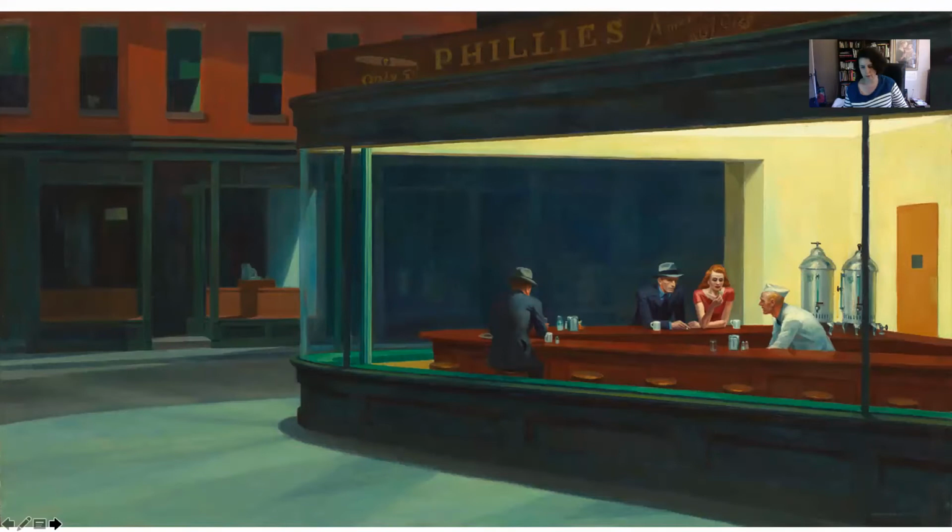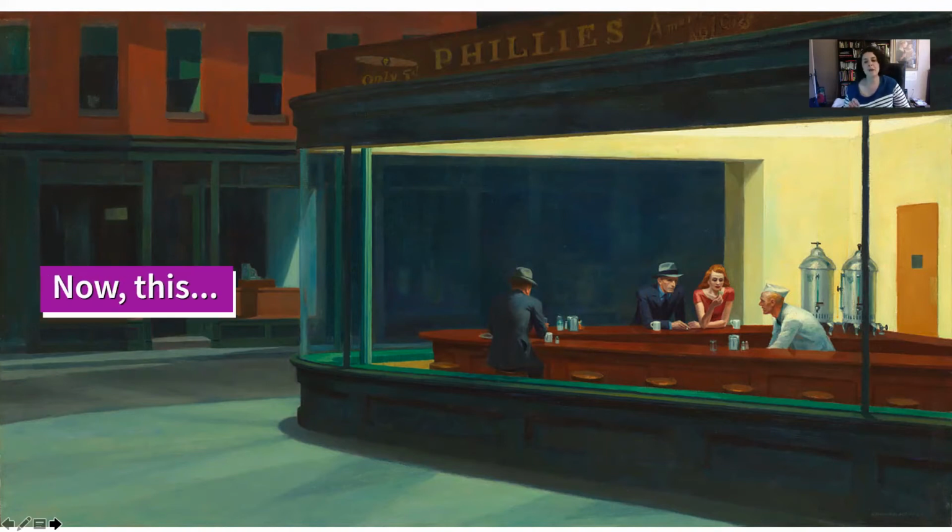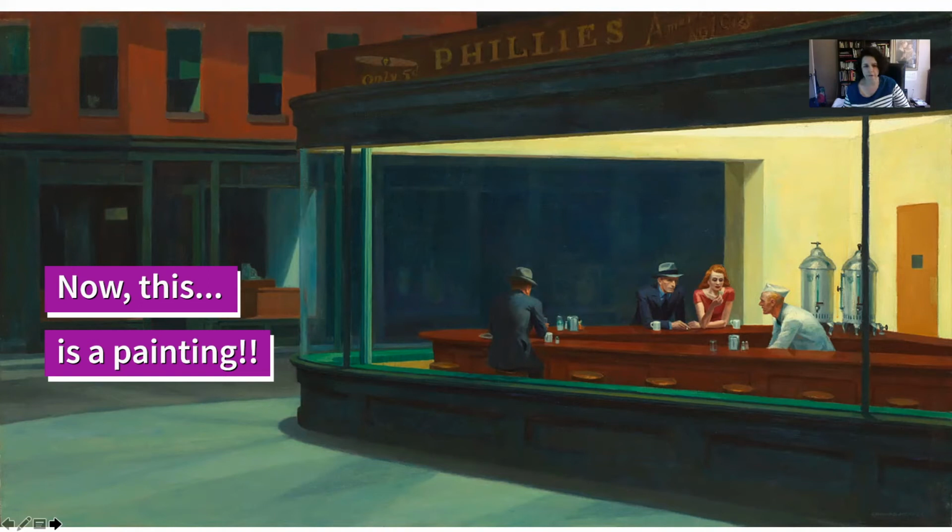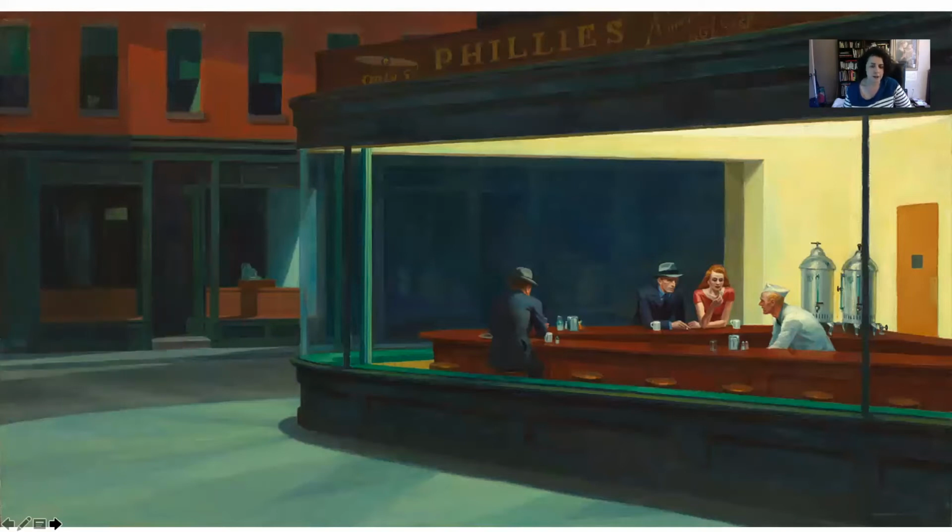This work of art by Edward Hopper is very different. And this painting is not part of the AP curriculum. That's because I wanted to give you urban experience as a possible theme, and I didn't want to steal all the urban paintings from the actual curriculum. But just hear me out.